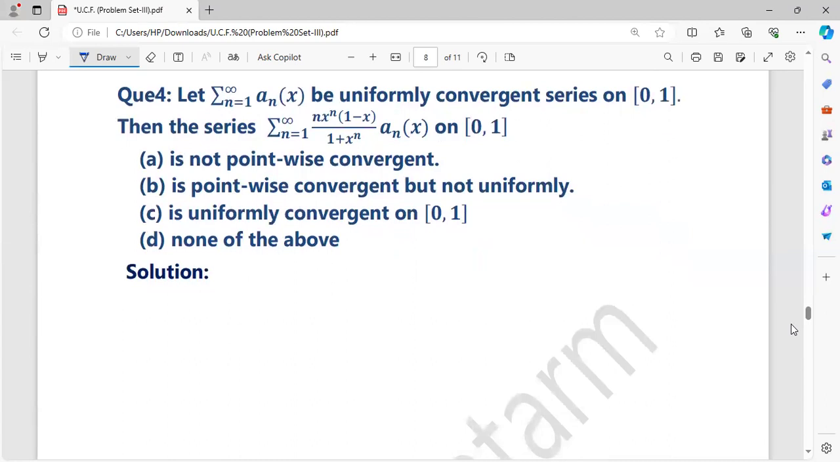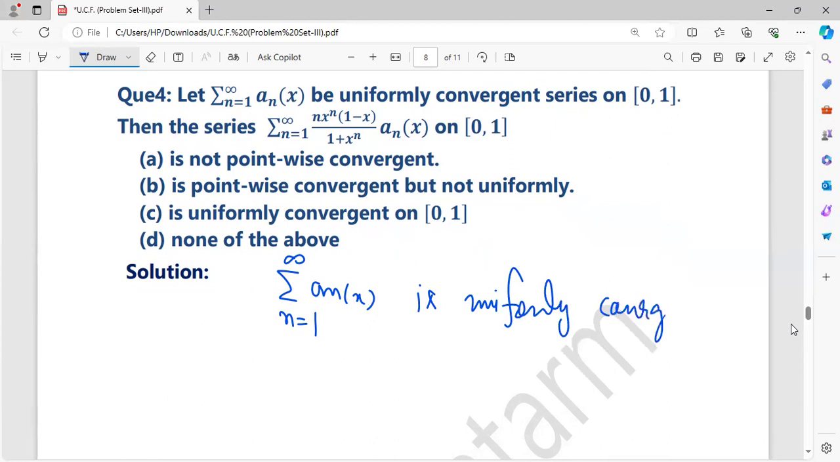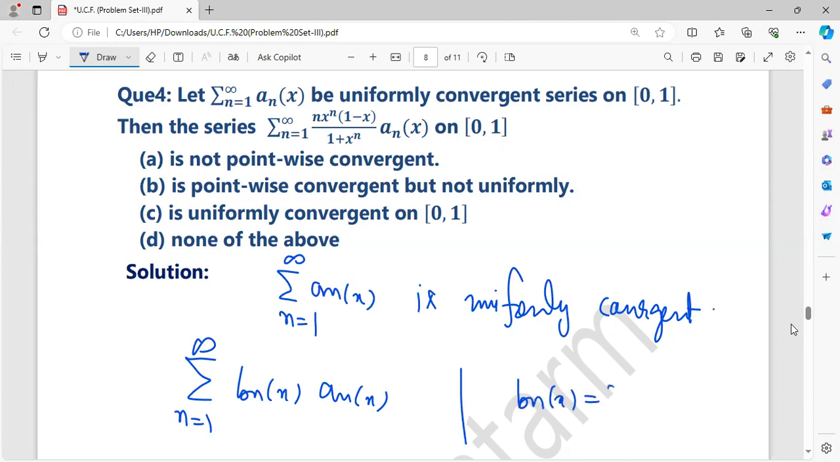Now, this is given that this is uniformly convergent. Okay. Now, I will use here a Bell test, bn(x) and an(x). What is bn(x) here? bn(x), I am taking this n x to the power n (1 minus x) over (1 plus x to the power n). Okay.